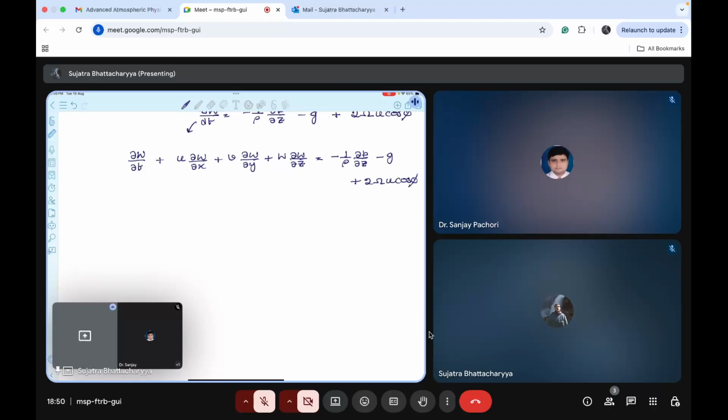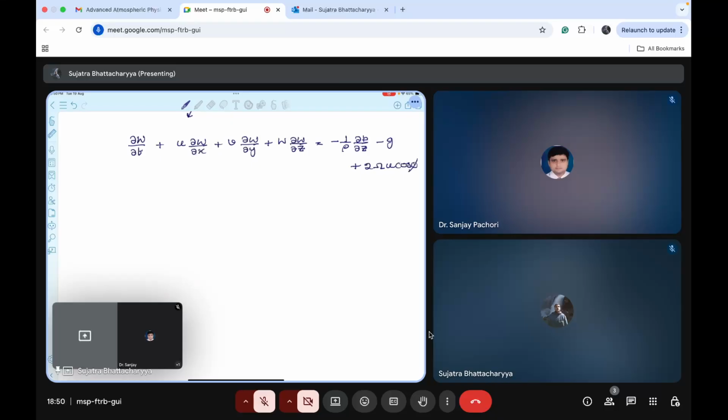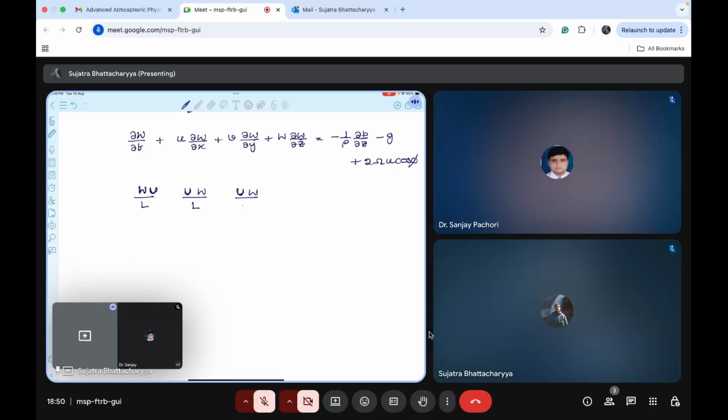Perfect. Now, what should we do here is that, so dW/dt. How can we write this as the scale analysis part? So delta W is W, T is L by U. We have seen this. U ∂W/∂X, U is the horizontal wind, W is the vertical wind, and X is the horizontal length scale. Same, UW by L. This is W times W divided by H. Remember, this is delta Z.